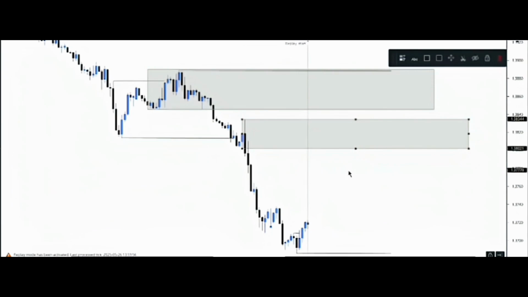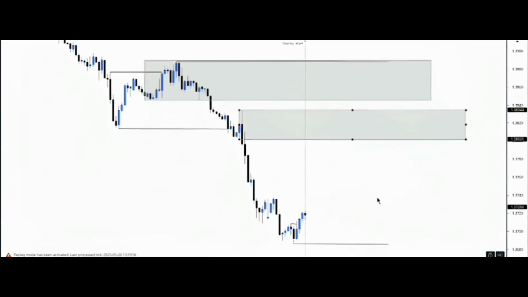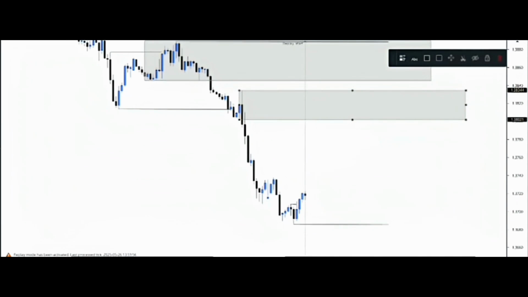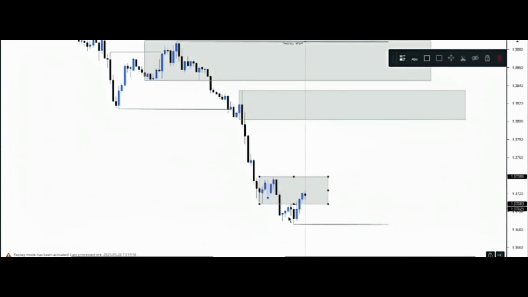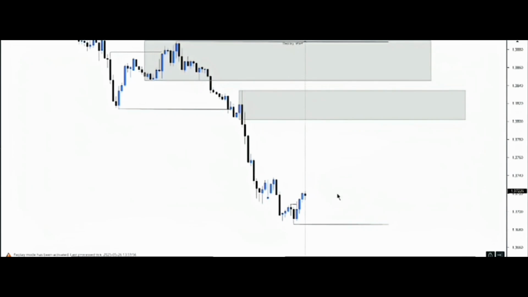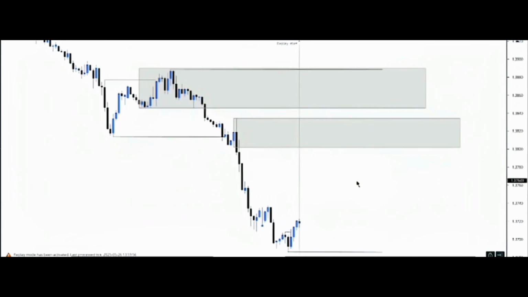So these are the only two zones. This one is mitigated already. If we mark this one, it's already mitigated, as you can see by this pullback. So we cannot use that one. So that's a no-no. So these are the only two areas of interest that we look at. So we continue to advance price and see what happens. Remember, this is the 1H. Follow the instruction.